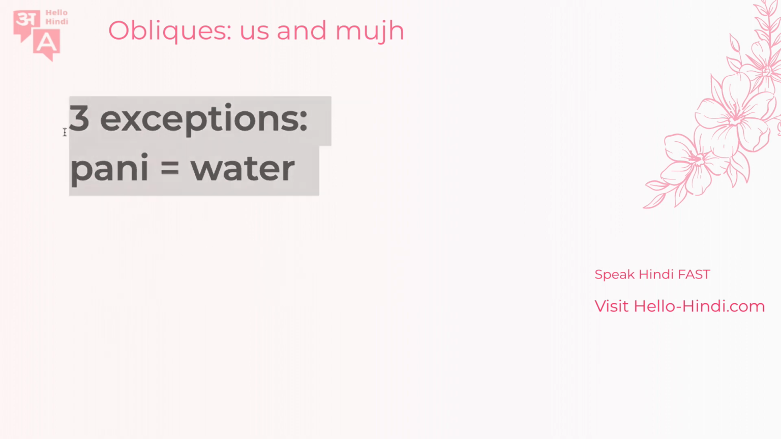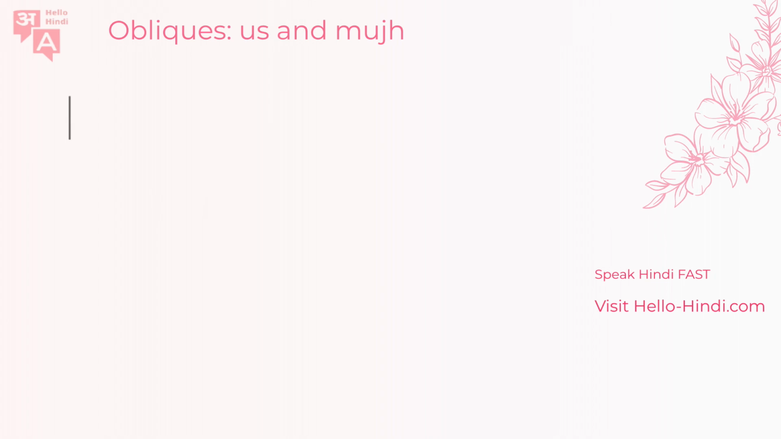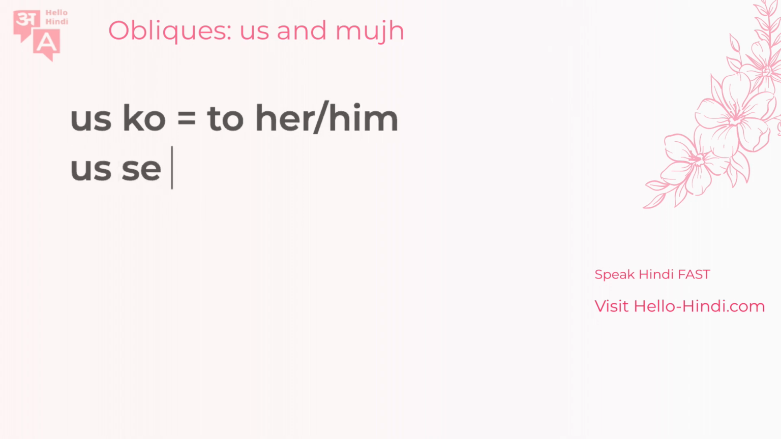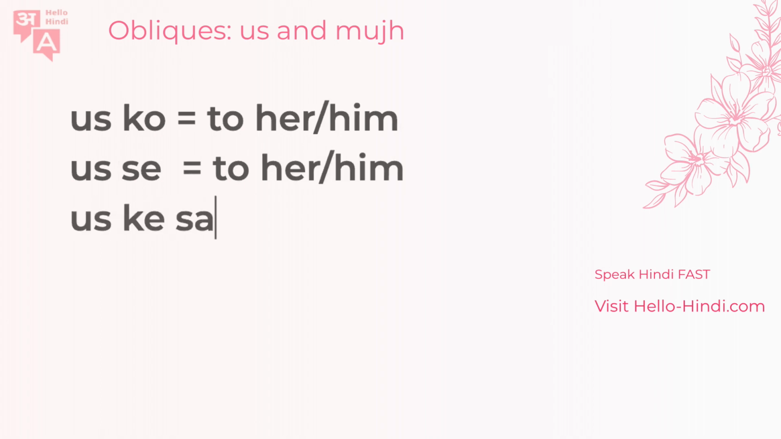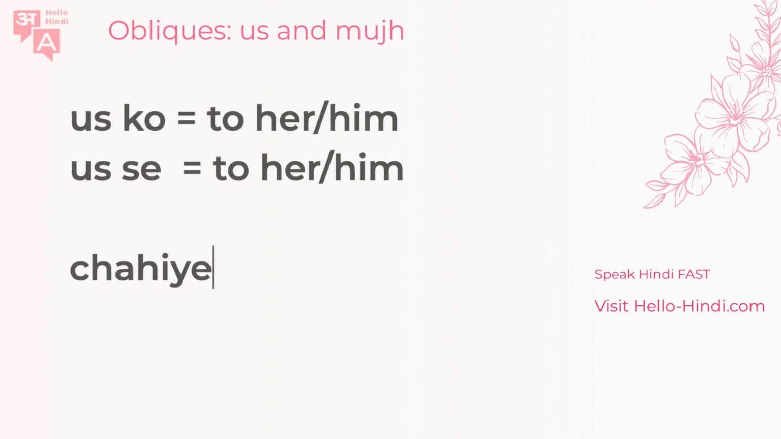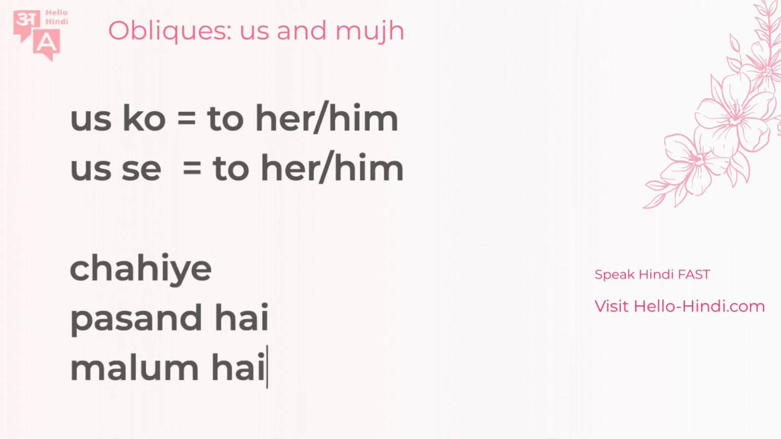So we've done some extremely important ideas. This is by far one of the more complicated sessions as of your knowledge right now. We've done usko, which means to her, to him. We've also seen usse, that can also mean to her, him. Note that you can use these ideas for every single preposition you know. Uske saath, which we've done before, is with her, and we will cover this very soon. For now, just understand this. Then we did the three exceptions: chahiye, which means to want; pasand hai, which means to like; and malum hai, which means to know.